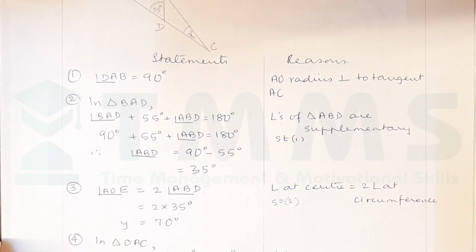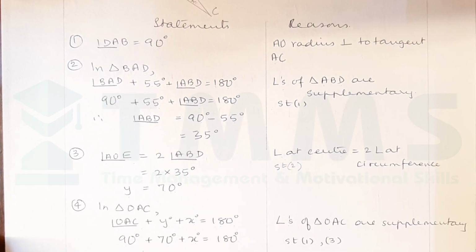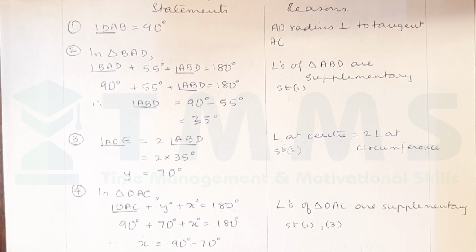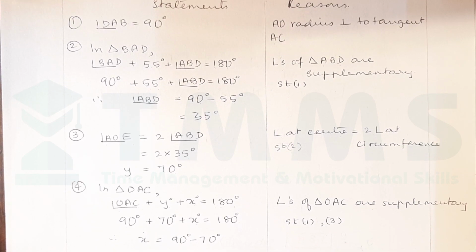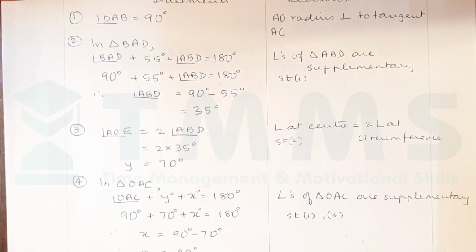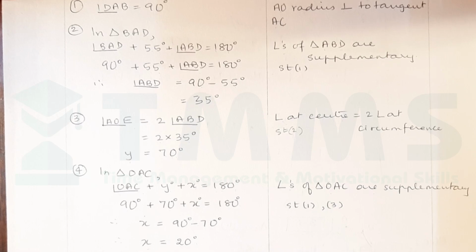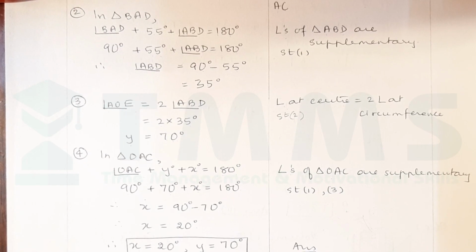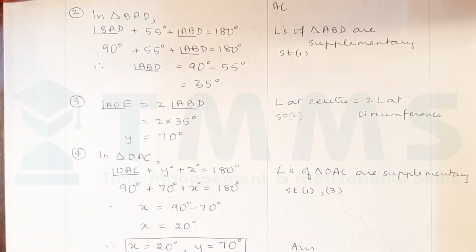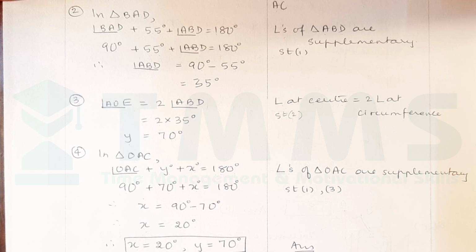Can you see how we got that 35 degrees? Then we got Y as 70 degrees. There, we got the answer. All of you got the answer right? We understood well? Okay, let's come to the last question now.